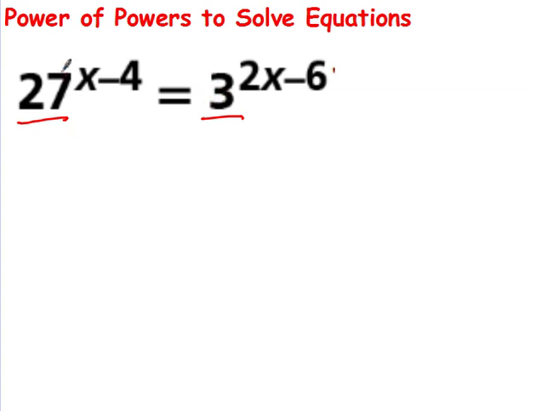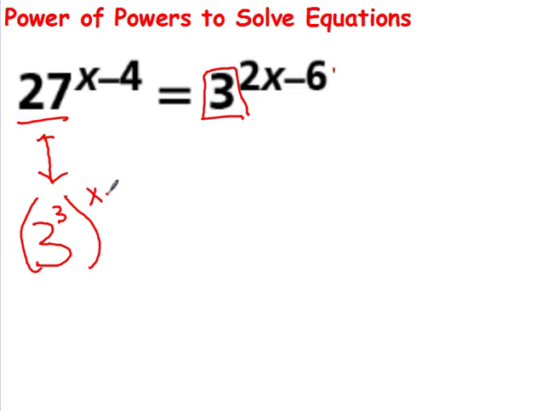What I mean by that is 27 can be broken down into exponential form as 3 to the 3rd power, because 3 to the 3rd is 27. So 3 to the 3rd and 27 are equal to each other. I'm going to change 27 to 3 to the 3rd power, because now I have the same base. But that is still all being raised to the power of x minus 4. If I put this in parentheses, it is still being raised to the power of x minus 4. But now I have the same base here, so we can actually make things work.